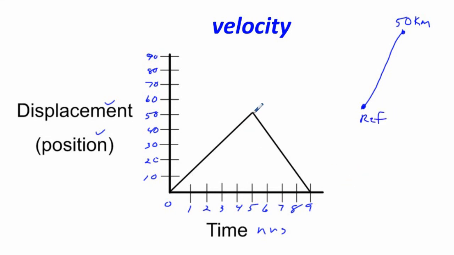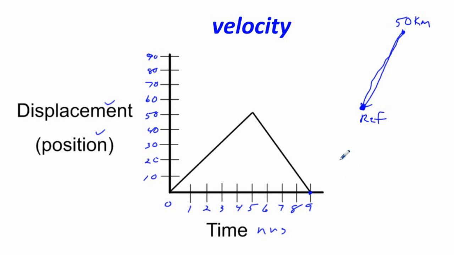Then notice that the position is now getting shorter or smaller. The position is getting smaller, which means our distance away, our displacement, is getting smaller. Okay, so now we're walking back this way. And at the end of our trip, our displacement or our position is 0, so that means we're right back at the reference point. So that can be a little bit confusing at times.